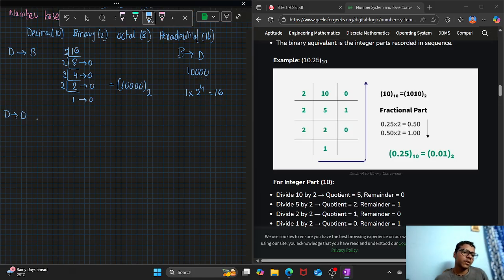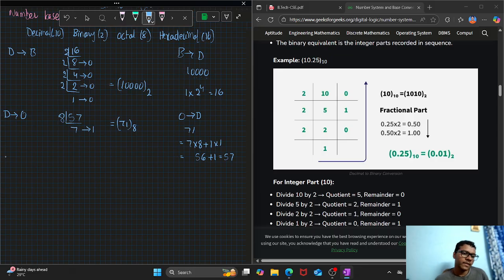And decimal to octal. Let's say we got 57. How do you convert it to octal? Divide it by 8. 8 6s are 48, 8 7s are 56, right? That gives a remainder of 1. So that is 71 in octal form. Now convert octal to decimal. So 71: 7 into 8 plus 1 into 1. 56 plus 1, that's 57.